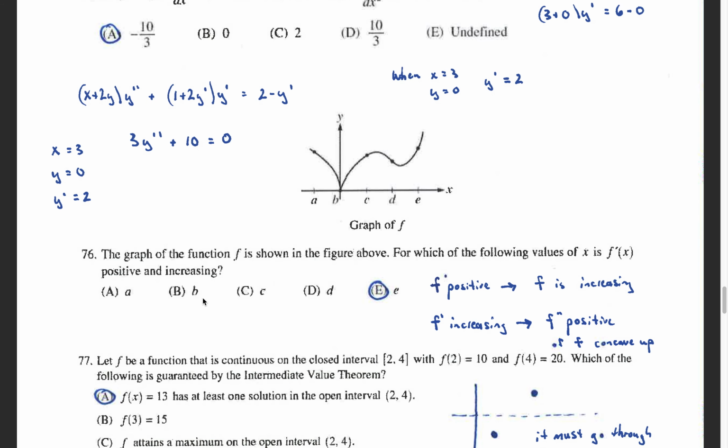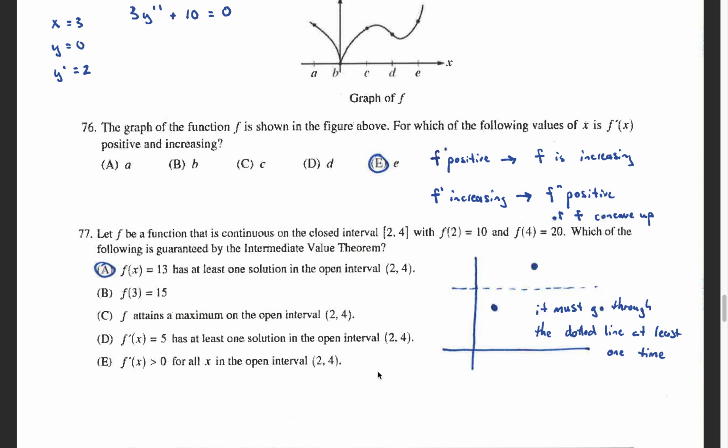Okay, we want f prime to be positive. All right, so we want our function to be increasing, and we want f prime to be increasing, which means we want a positive second derivative, which means we want concave up. So we want the function to be concave up and increasing. Looks like right there. Okay.